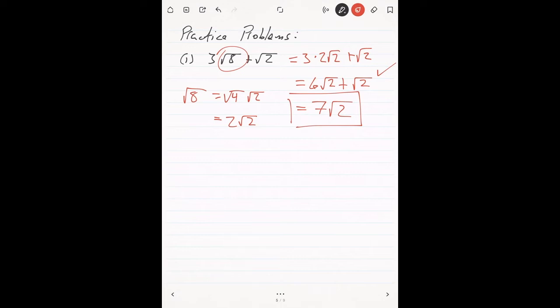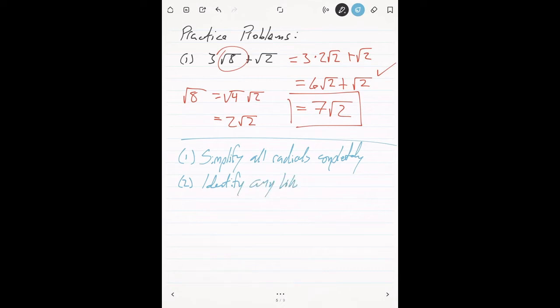Now, let's write a little process down for ourselves just to make sure we have this set. Step 1, simplify all radicals completely. Simplify them all completely. Break them down as much as you can. Once they're broken down, identify any like radicals. Identify any like radicals, so making sure that they have the same index and that they have the same radicand.